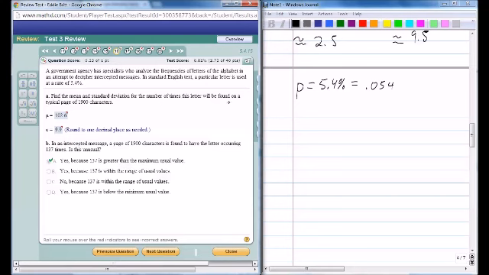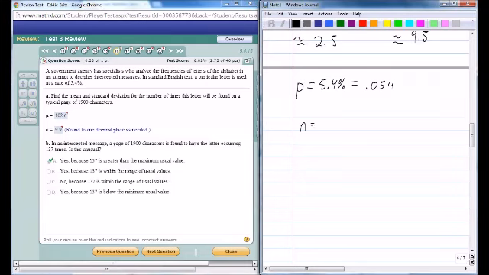For the number of times this letter will be found on a typical page of 1900 characters. Alright, so N equals 1900. So mu is going to be 1900 times 0.054. Alright, and that's going to give you around 102.6. Probably exactly 102.6, I guess.